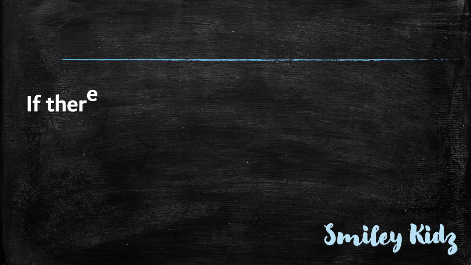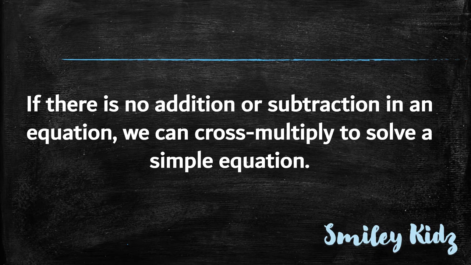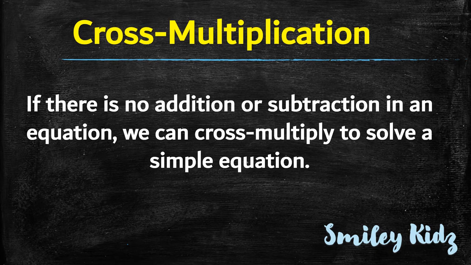First, let's see cross multiplication. What is cross multiplication? If there is no addition or subtraction in an equation, we can cross multiply to solve a simple equation. Let's see an example. If we have A by B is equal to C by D, here in this equation, there is no addition or subtraction. So, we use cross multiplication.